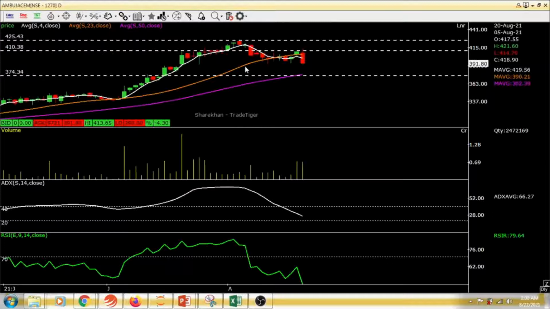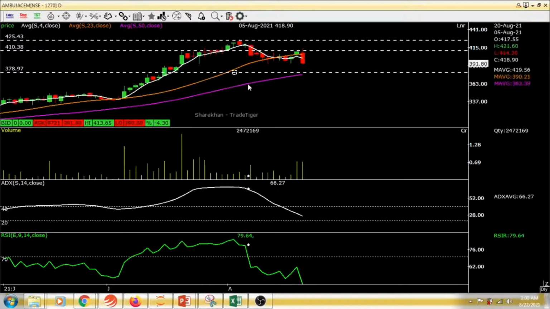After that we have another resistance at the 425 level. The support we have seen before is the 380 level. So we can expect support there, and moreover the 50 days moving average is coming up. So we can expect the support range would be 375 to 380 level. This is the minimum we can expect Ambuja Cement will come to in a few trading sessions. The current price is 391.80, which is lower than the 23 days moving average and the 4 days moving average, and slightly above the 50 days moving average.